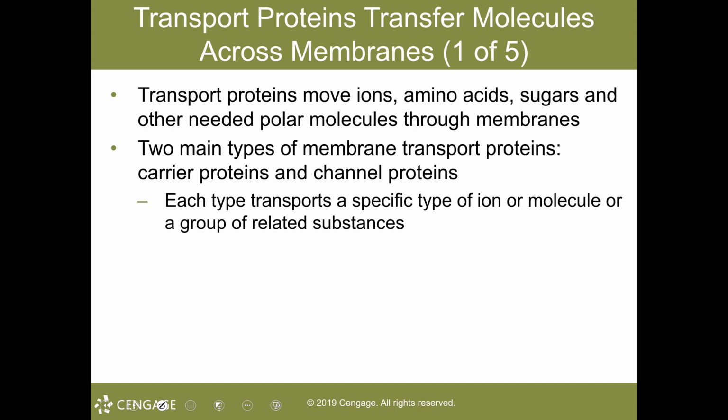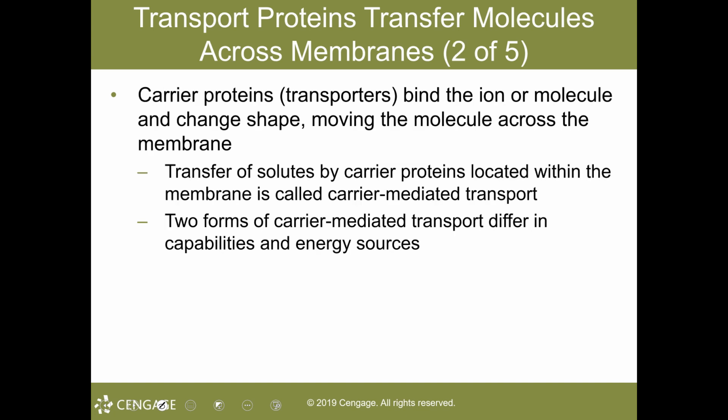So we have here, it states, two main types of transport proteins: either A, the carrier protein, or B, the channel protein. Each type transports a specific type of ion or molecule, or even a group of related substances. So the carrier protein: carrier proteins bind to the ion or molecule, I hope you are getting that. And as they do that, they undergo a shape change, resulting in movement of that molecule across the membrane.